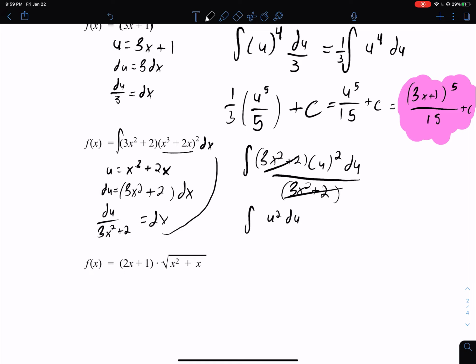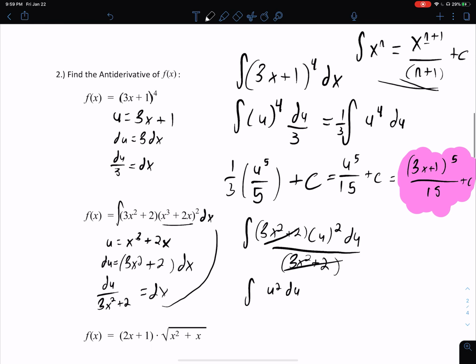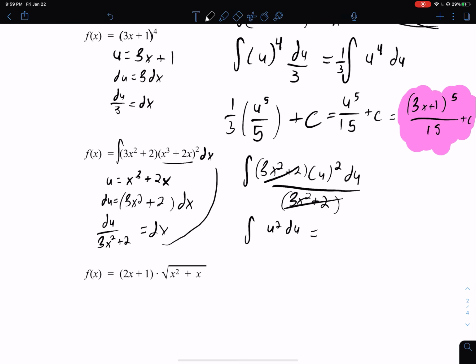Those two cancel, and you're just left with u squared du. And then you integrate that using this little rule up here, right? This one. Okay, so that's equal to u to the third over 3 plus c. Now you just plug in your u.